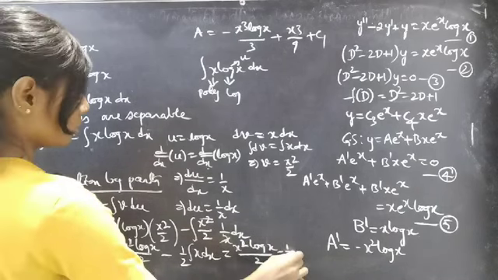This gives us integral x log x dx equal to x square log x by 2 minus x square by 2, 2 twos are 4, right? So integral x log x dx equals x square log x by 2 minus x square by 4. Now coming to the integration.